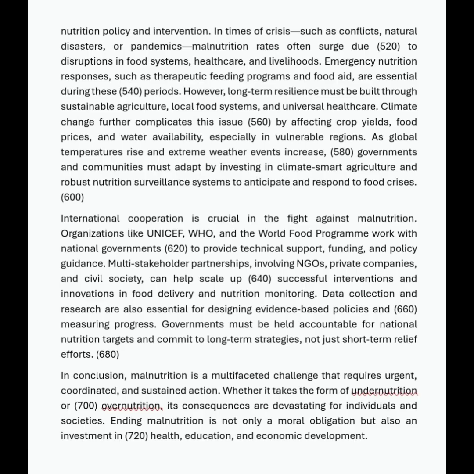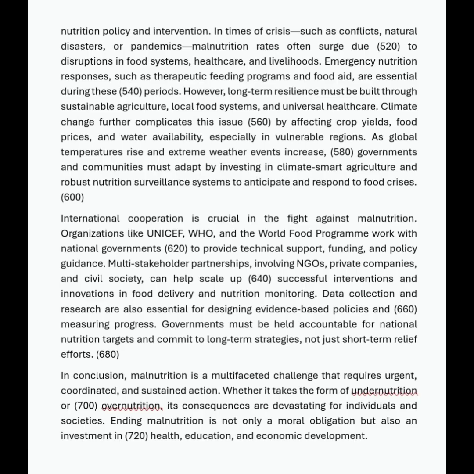As global temperatures rise and extreme weather events increase, governments and communities must adapt by investing in climate smart agriculture and robust nutrition surveillance systems to anticipate and respond to food crises. International cooperation is crucial in the fight against malnutrition. Organizations like UNICEF, WHO, and the World Food Programme work with national governments to provide technical support, funding, and policy guidance. Multi stakeholder partnerships involving NGOs, private companies, and civil society can help scale up successful interventions and innovations in food delivery and nutrition monitoring.